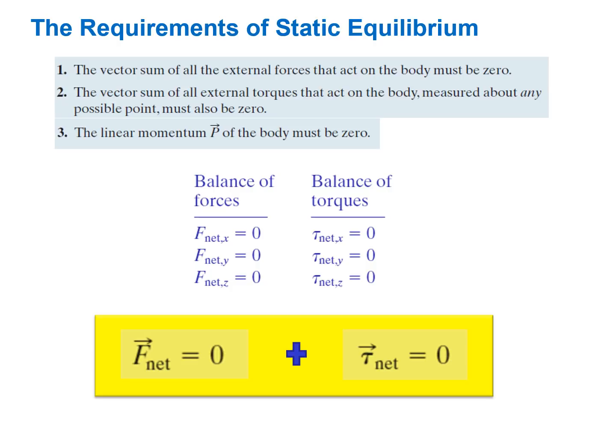Here we see a slide that summarizes the requirements of static equilibrium. Number one, the vector sum of all the external forces that act on that body must sum to zero. Therefore, as we've been talking in class, a net force on an object equals its mass times its acceleration. If it's not accelerating, therefore the net forces have to sum to zero. So we've already been doing this somewhat throughout the course when we had conditions where there was no acceleration in either direction. Those were conditions of equilibrium.